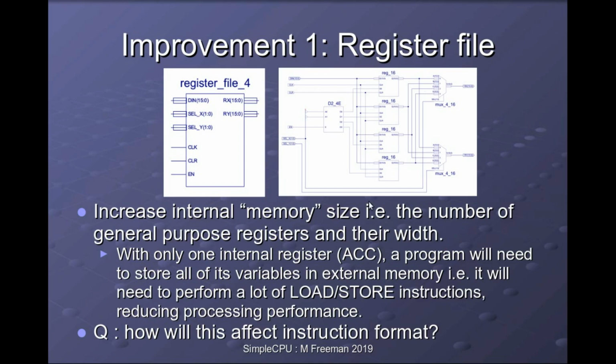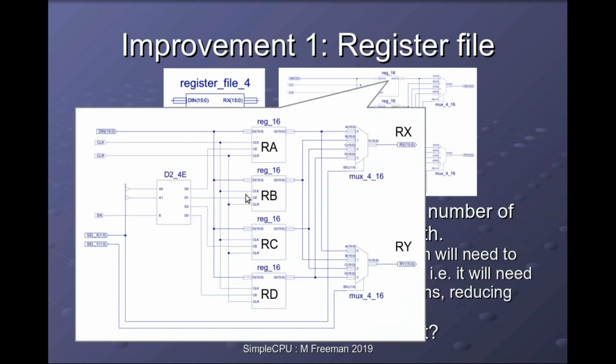So if we zoom into the internals of this register file, we can see 4 16-bit registers, register A, B, C and D. And to select which register we'll be reading, we have an output multiplexer and we also have an input decoder. So in the instruction, we now need to specify which register we'll be writing to and which register we'll be reading, as it's no longer implicit.